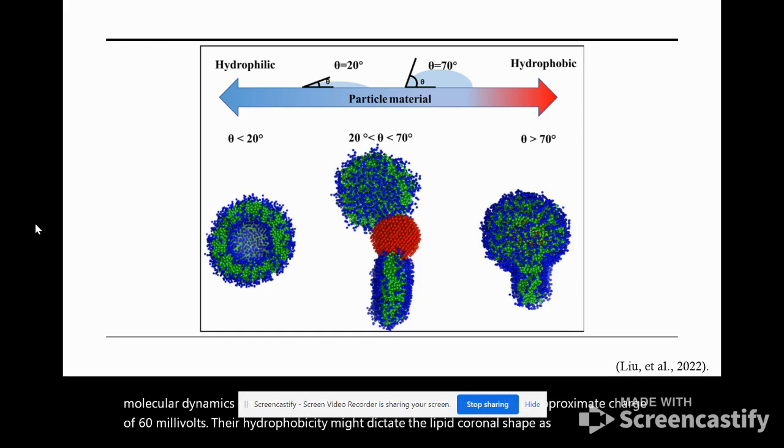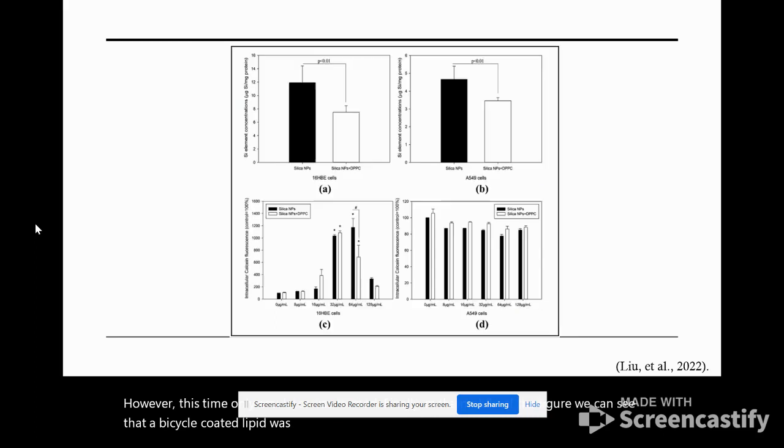As we can see in the figure, the hydrophilic side of the phospholipids tends to be attracted to the hydrophilic side of the nanoparticle at an angle that is less than 20 degrees, forming a corona by a layer of coated lipids. This also means that the hydrophobic side of phospholipids will like to interact with the hydrophobic side of the nanoparticles, forming a greater angle between the surface of the particle and water droplets of about 70 degrees. However, this time only a monolayer was formed. Finally, in the middle of the figure, we can see that a bilayer-coated lipid was formed.